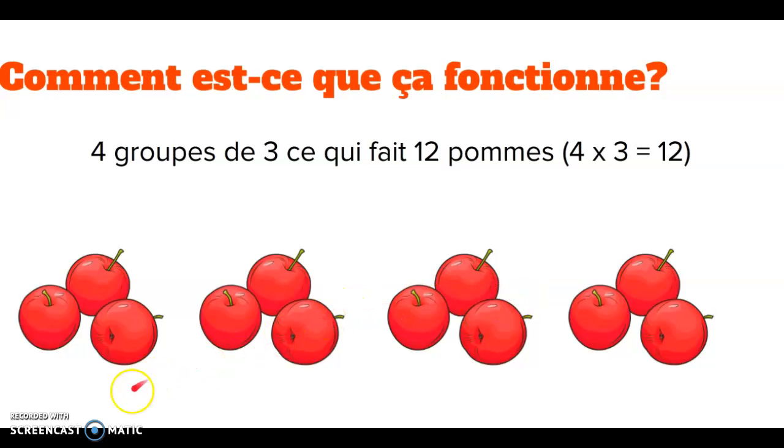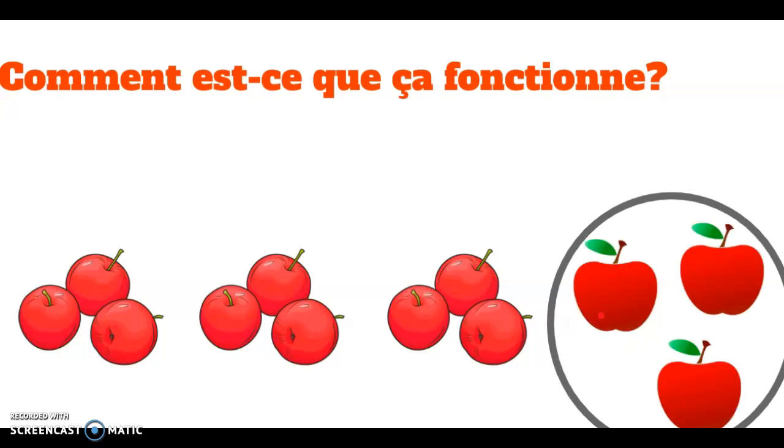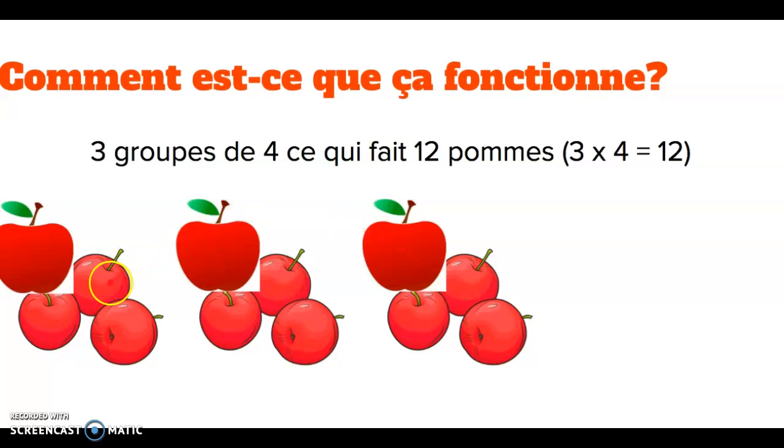So the apples we've seen a million times by now. We have 4 groups with 3 apples, and there's 12 apples in total, so 4 times 3 equals 12. But we're going to take this last group here, and we're going to divide up the apples. So now we have 3 individual apples, and we'll add 1 apple to each group. So now we still have equal groups. They're different, but they're still equal groups because there's still the same number of apples in each group.